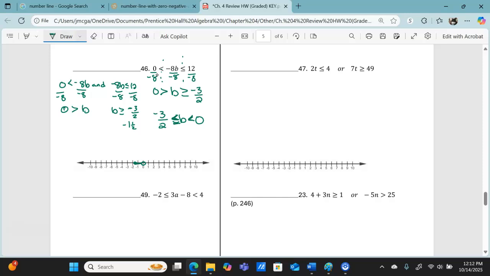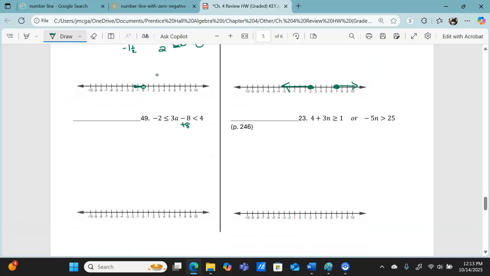On this one, I have an or. So this one's already in 2 sentences. And so we would have t is less than or equal to 2, or, divide by 7, t is greater than or equal to 7. So when you write this, you need that or in there. So less than or equal to 2, darkened dot at 2, going this way, greater than or equal to 7, darkened dot at 7, going that way.